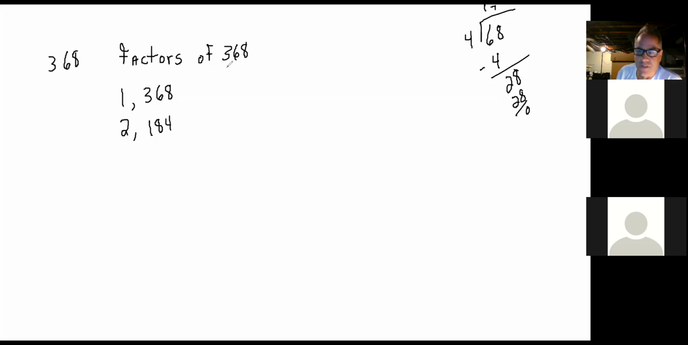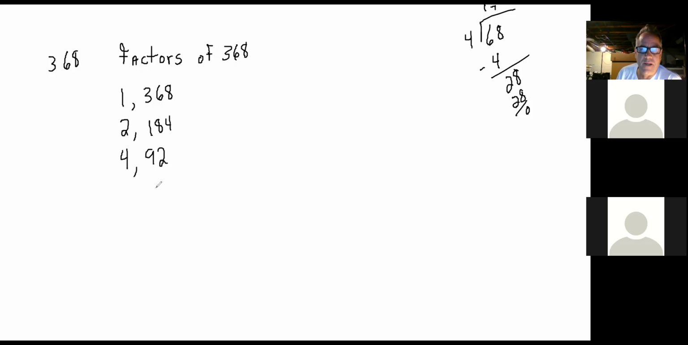Now, you could easily just, because it takes a couple seconds, punch 368 divided by 4 and see if it goes evenly. And in this case, it does. It's going to go 92 times. A number is divisible by 5 if the ones digit is a 0 or 5, and that is not the case here, so it's not divisible by 5.